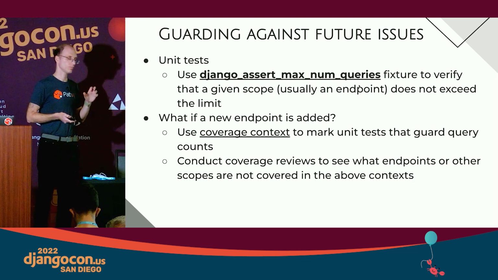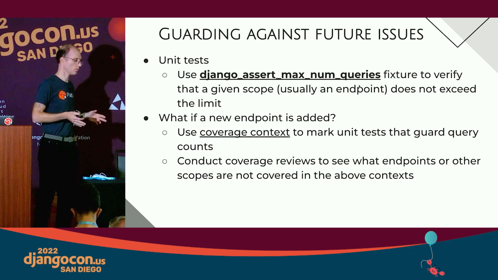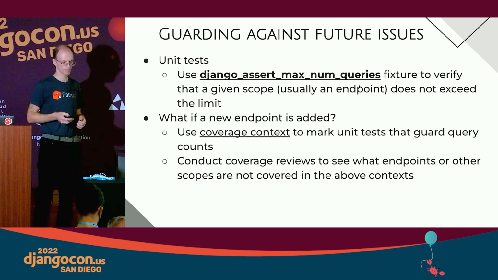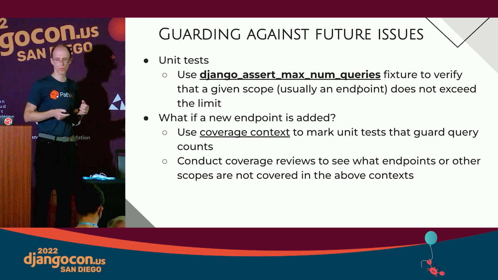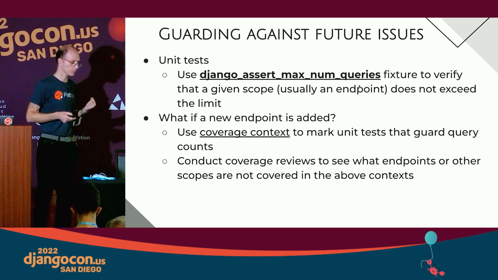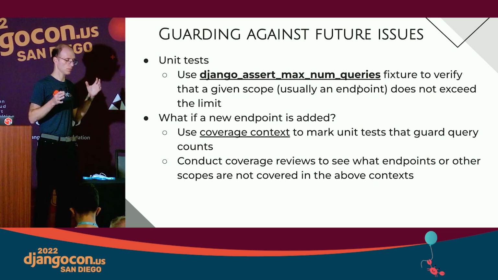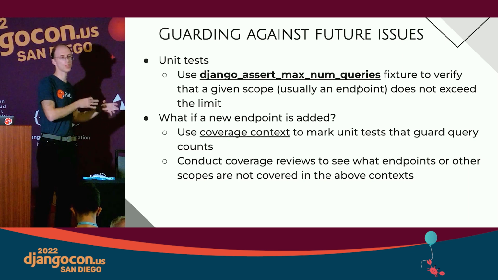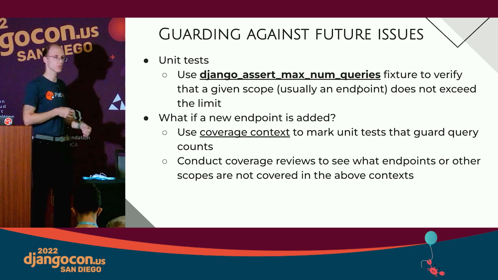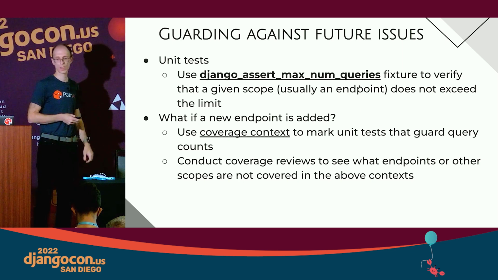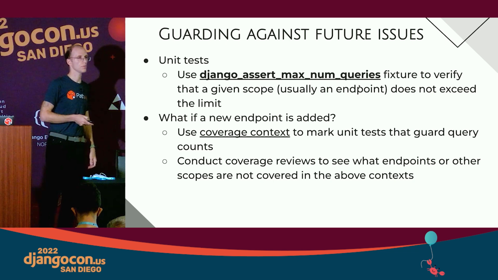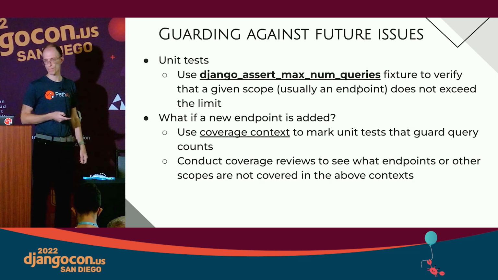But that's where one solution could be using coverage context. You might know about unit tests and coverage tools in general, but there's also something called coverage context, where you can then examine what gets covered in a particular context, and that could be endpoints or some other code scopes. And so you can do regular reviews of those things, and that way find out if you introduce something that's not yet covered.